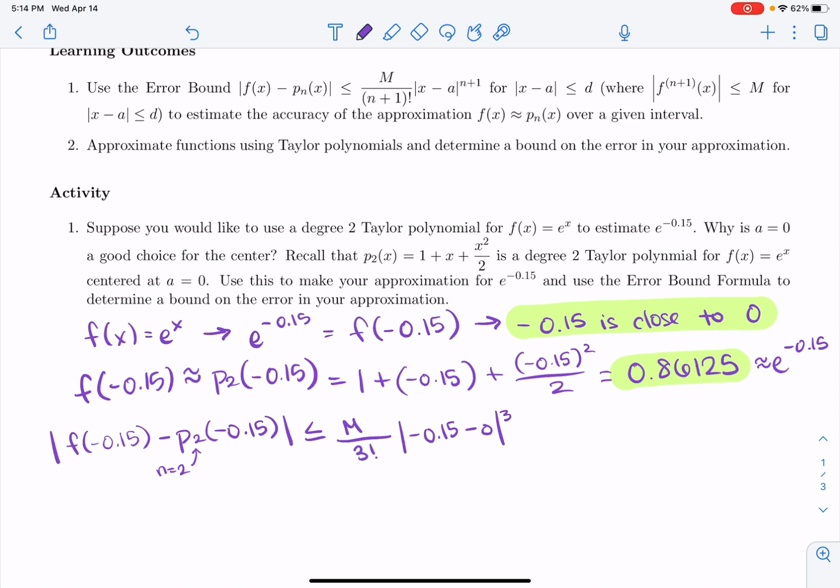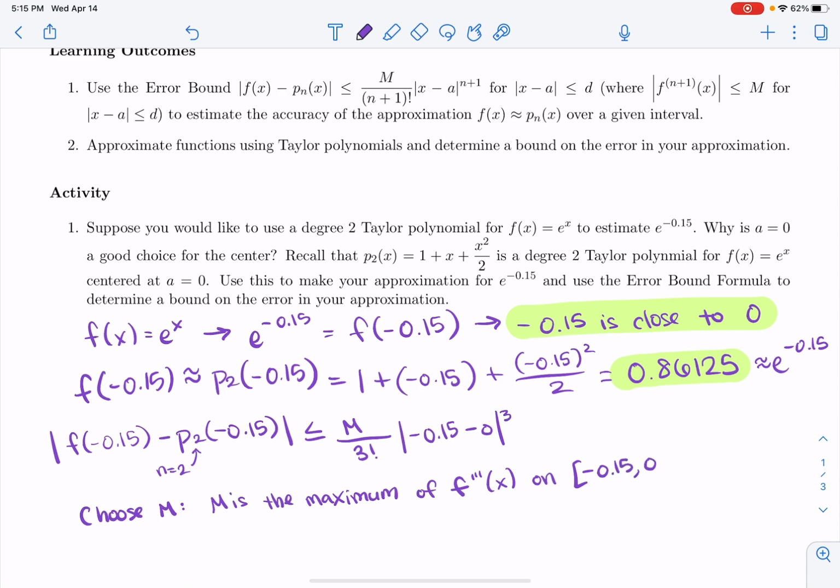Okay, so this is now what I'm trying to find. 3 factorial is a number, minus 0.15 cubed is a number, and now I just need to figure out what M is. So choose M. What I know is that M is the maximum of f triple prime, the next derivative, the third derivative of x on the interval from minus 0.15 to 0.